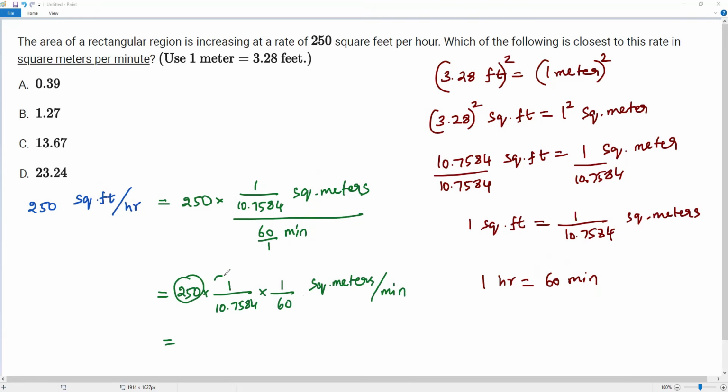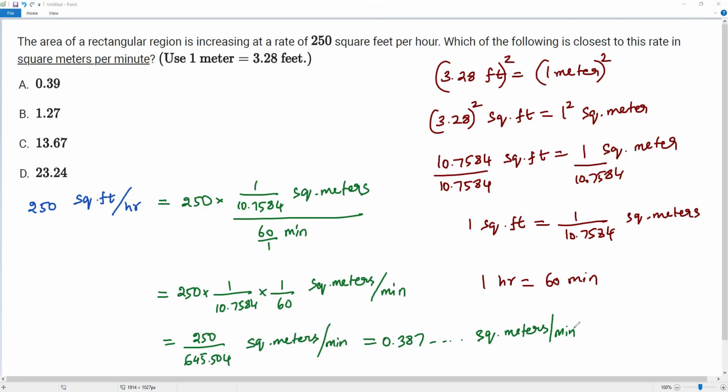Okay, 250 times 1 is 250. Again, 250 times 1 is 250. In the denominator, when I multiply this value and this value, I am getting 645.504 square meters per minute. Okay, here when I divide 250 by this value, I am getting 0.387, and it keeps going, square meters per minute.